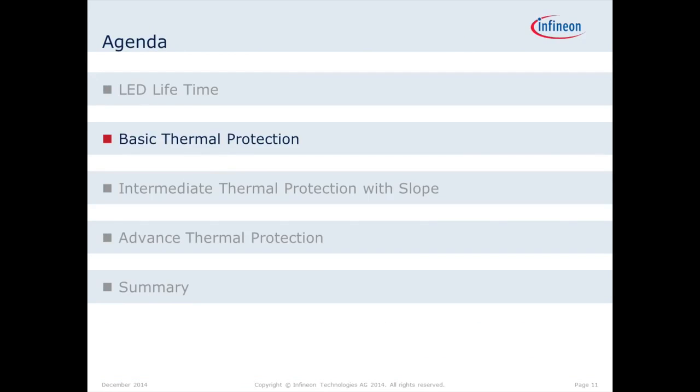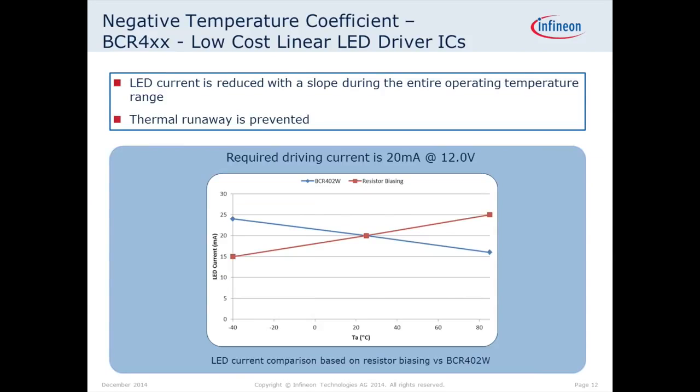Let's come to basic thermal protection, the second section of the presentation. What does that mean? There are low-cost LED driver ICs available in the industry which have a negative thermal coefficient, meaning the higher the temperature, the lower the current output. Here you can see in this slide the nominal current output at room temperature is 20 milliamps.